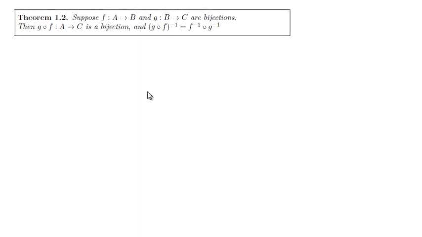In Theorem 1.2, we're supposed to show that if functions f and g, where f goes from A to B and g maps B into C, are bijections, then their composition is also a bijection. And the inverse of the composition is the composition of the inverses, but in reverse order. We're going to leave the first part for the reader to do and focus on the second part. This is the part that we'll be trying to demonstrate.